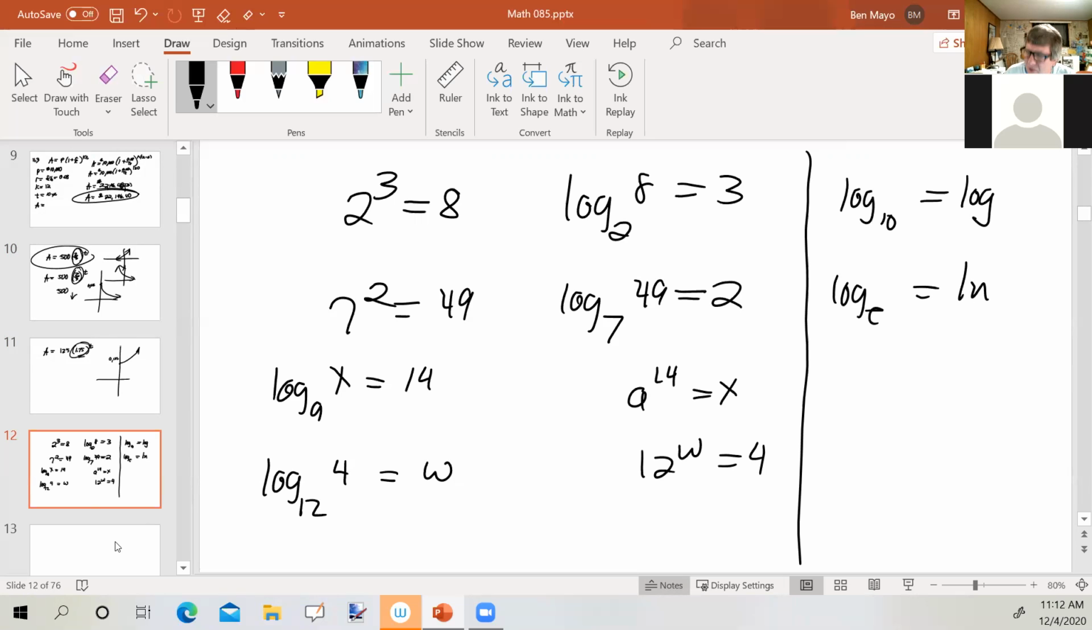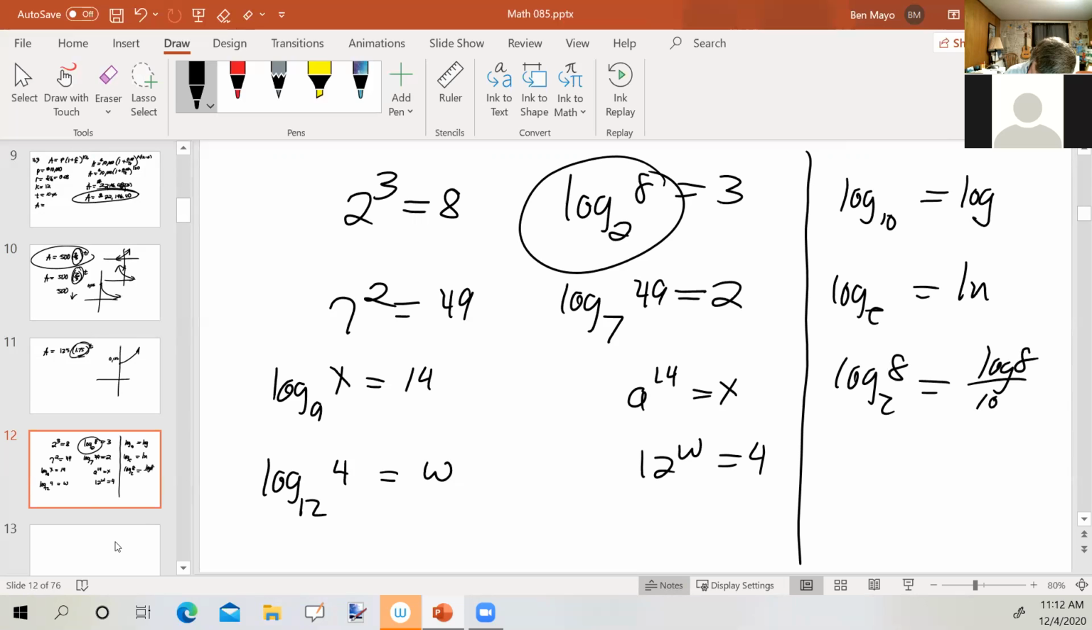There's also a change of base formula. So let's say you had log base 2 of 8, and you can't just put that directly into your calculator. You could rewrite that as log base 10 of 8 over log base 10 of 2 and put that into your calculator. Okay, let's see here.